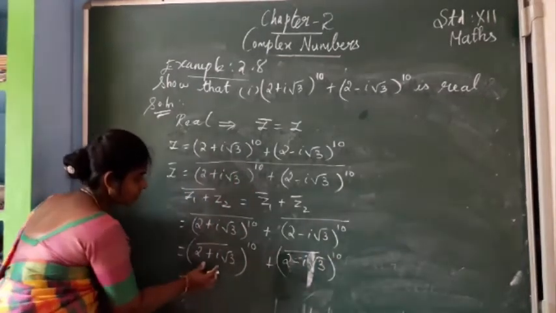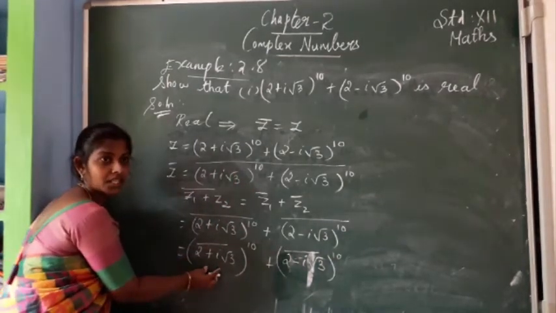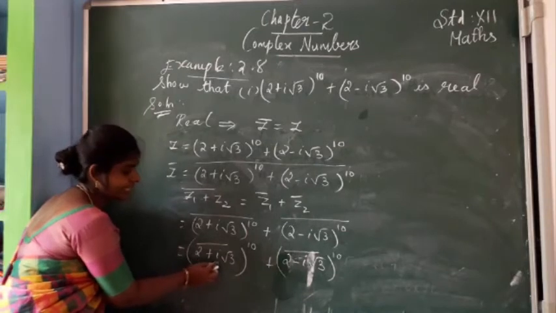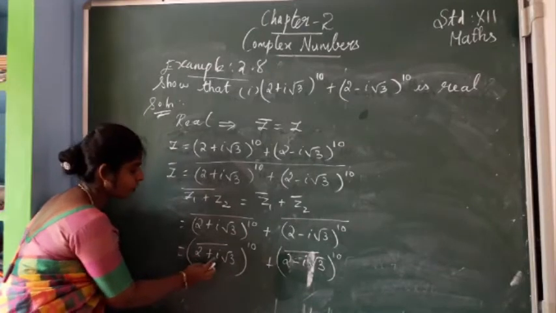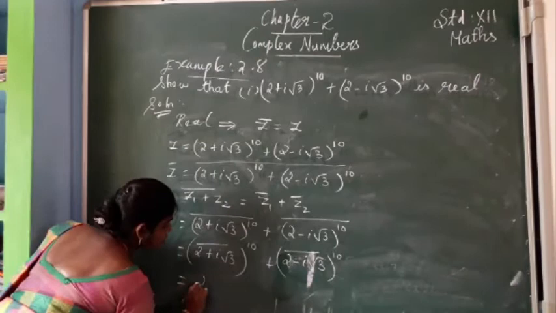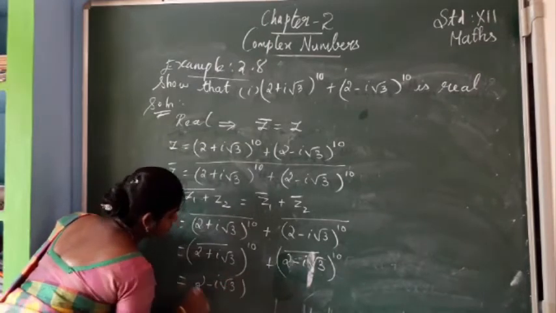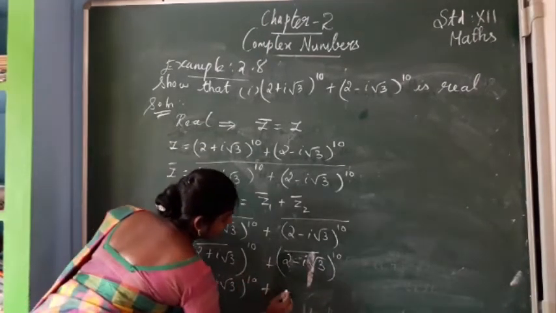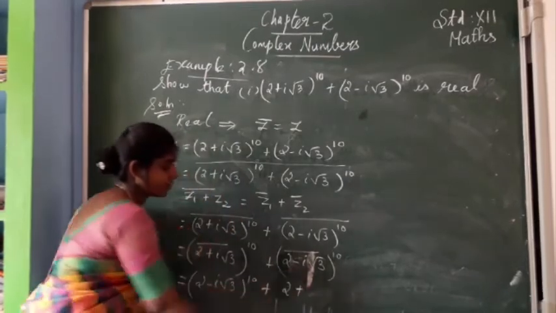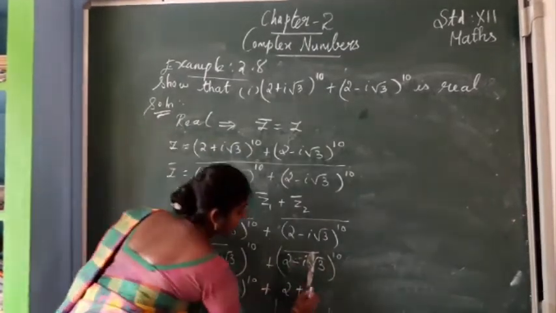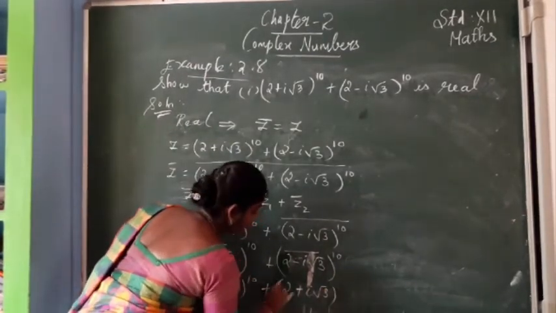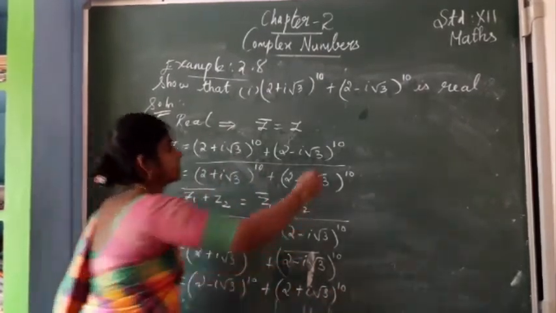That's equal to, if power is there, you have to take the conjugate. So the conjugate of 2 plus i root 3 is 2 minus i root 3. So (2 minus i root 3) to the power 10 plus the conjugate of (2 minus i root 3), that is (2 plus i root 3), to the power 12.